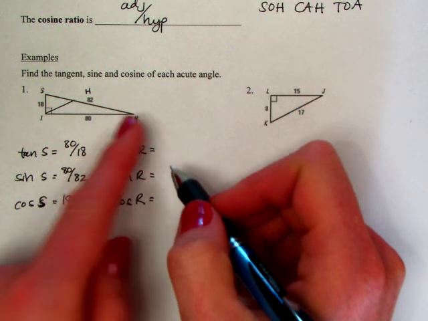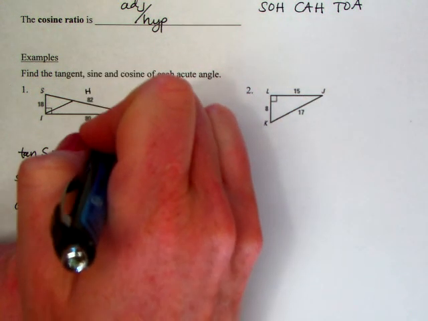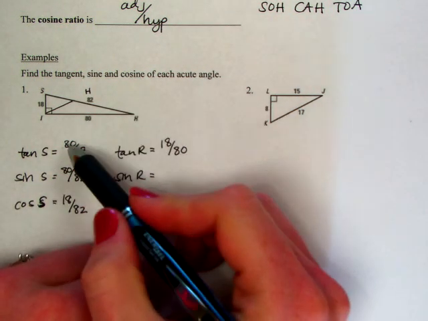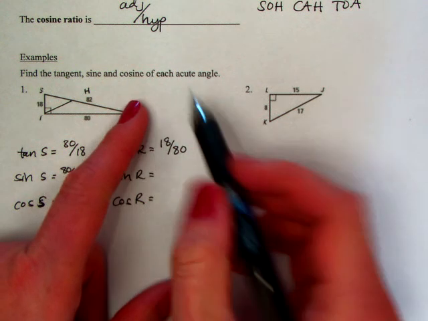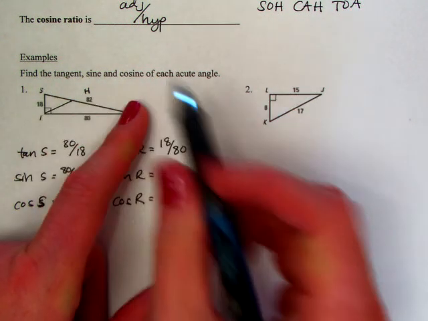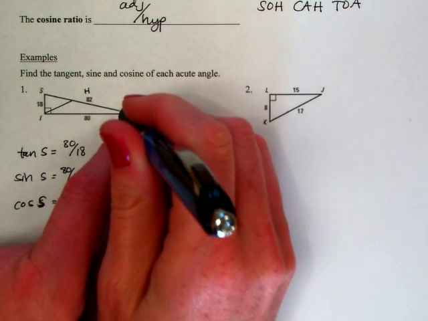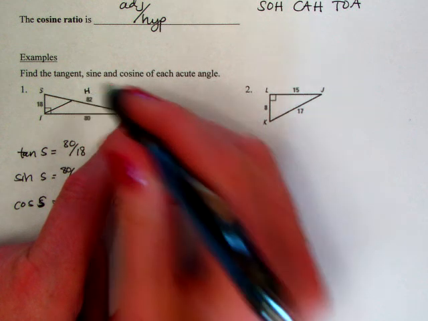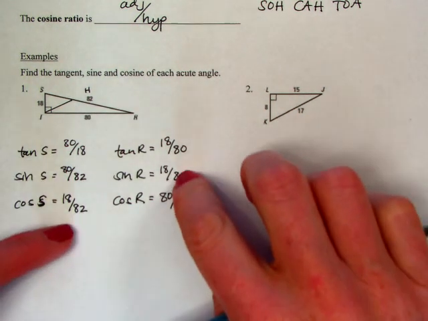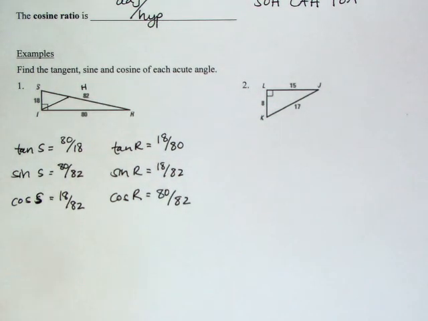Tangent of R. So we're going to turn the corner here and I'm going to put my finger on R this time. So tangent is still opposite over adjacent, but opposite from R is going to be 18 and adjacent is 80. It's the flip of this one. The sine of R is opposite over hypotenuse. So 18 over 82. The cosine of R is adjacent, 80 over hypotenuse, 82. And then if you look, these two switch. So there's a lot of symmetry going on in your triangles when you start to figure out these answers.